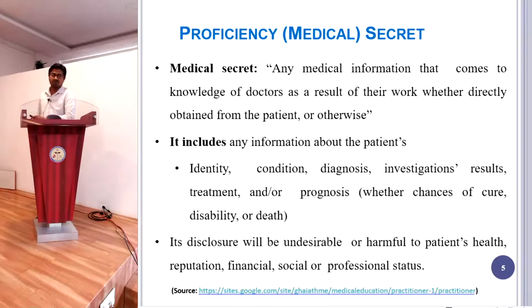One more is the professional secret, also an interrelated word. So what is a medical secret? Any medical information that comes to the knowledge of a doctor as a result of their work, whether directly or indirectly, obtained from the patient or otherwise. It includes any information about the patient's identity, condition, diagnosis, investigation results, treatment, and prognosis. Its disclosure would be undesirable or harmful to the patient's health, reputation, financial, social as well as professional status. So these three are interrelated words: privacy, confidentiality and professional secret.